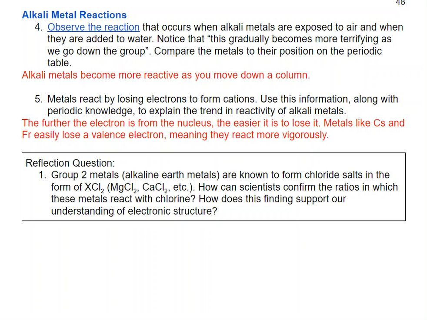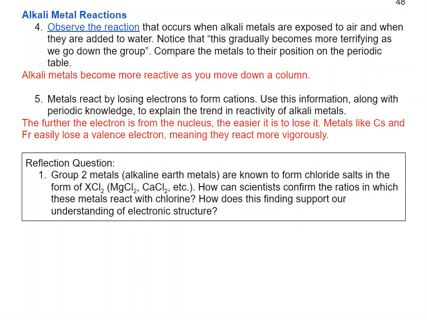So next I wanted you to observe the reaction whenever alkali metals are exposed to air. And one of the things they say in the video is that this gradually becomes more terrifying as we go down the group. So alkali metals become more reactive as you go down a column. So metals react by losing electrons to form cations. So explain the trend in the reactivity of alkali metals. So as we go down the column, down the group, the valence electron is further and further from the nucleus, so it's easier to lose it.